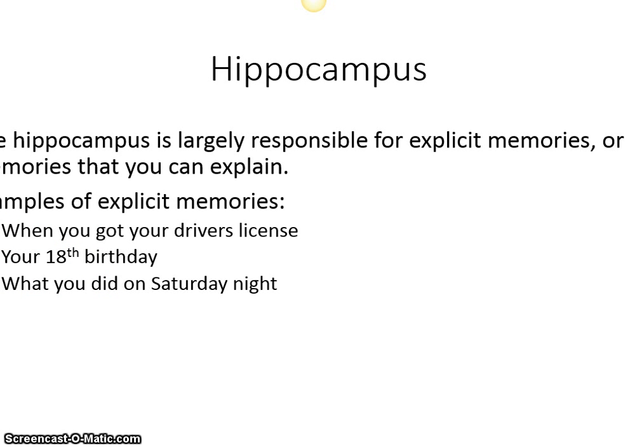Now let's look at the hippocampus. The hippocampus is largely responsible for explicit memories, or those are the memories that you can explain. Some examples of explicit memories are when you got your driver's license, perhaps your 18th birthday, or what you did this past Saturday night. Have you ever wondered why you cannot remember your first birthday? The reason why is because your hippocampus is not fully online yet.